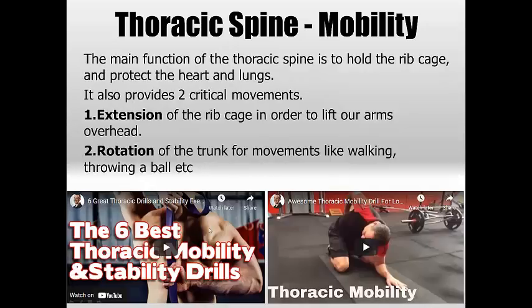So in these videos here, I give you some good examples of some tests and exercises you can do to provide the two critical movements of extension of the rib cage and rotation of the trunk. And these things are used in walking, throwing a ball, everyday movements that we make all the time.